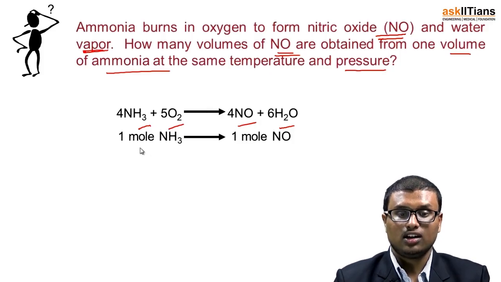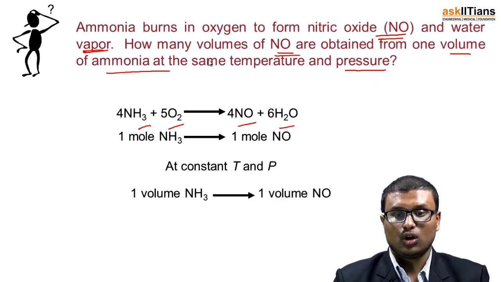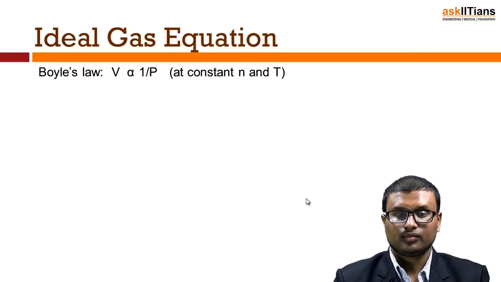The information known is that 4 moles of ammonia give rise to 4 moles of NO. So obviously 1 mole of ammonia will give rise to 1 mole of NO, right? At constant temperature and pressure, it is already given in the question that it is the same temperature and pressure. So how many volumes of NO are obtained now? Obviously, since 1 mole of ammonia gives 1 mole of NO, 1 volume of ammonia gives rise to 1 volume of NO, right?